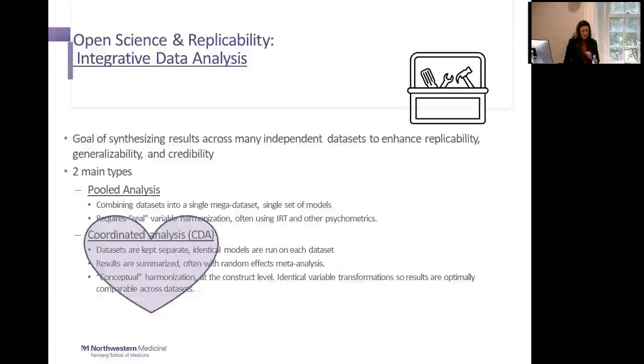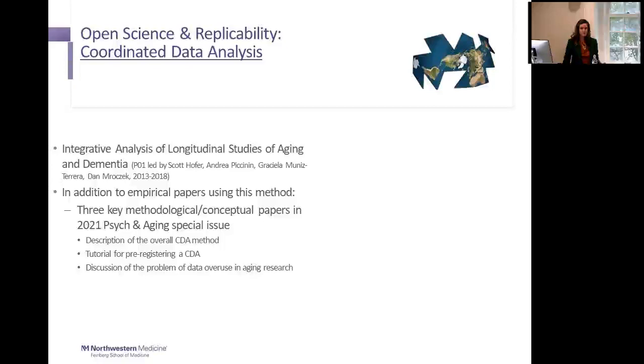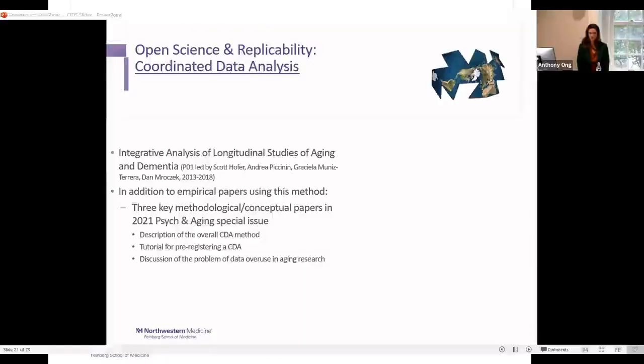Over the years, I have developed and fine-tuned this method for our purposes within the lifespan psychological sciences. And you'll see findings using CDA sprinkled throughout. I think I took out all of my single study findings here just so I could be highlighting CDAs. I got my start working with the IALSA, the Integrative Analysis of Longitudinal Studies of Aging and Dementia, which was originally a PO1 that was funded, I think it started 10 years ago now.